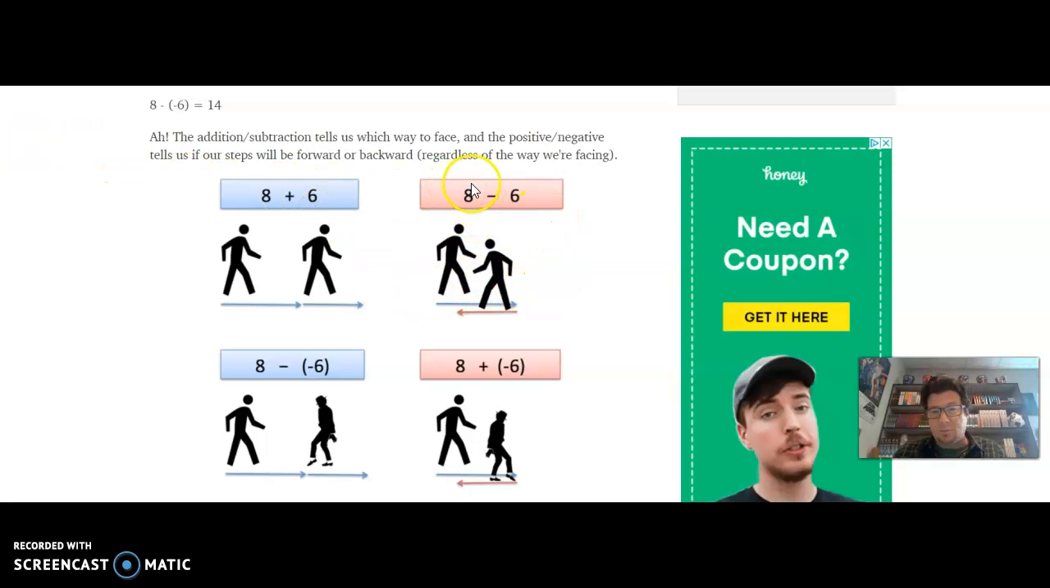These are both positives. These are both positives too. So 8 minus 6. Now you walk 8 steps, but then you turn around. This guy is walking forward 6. Okay, that's subtracting a positive. These guys are both positive. Two positive guys, all right? These two guys look like positive guys.